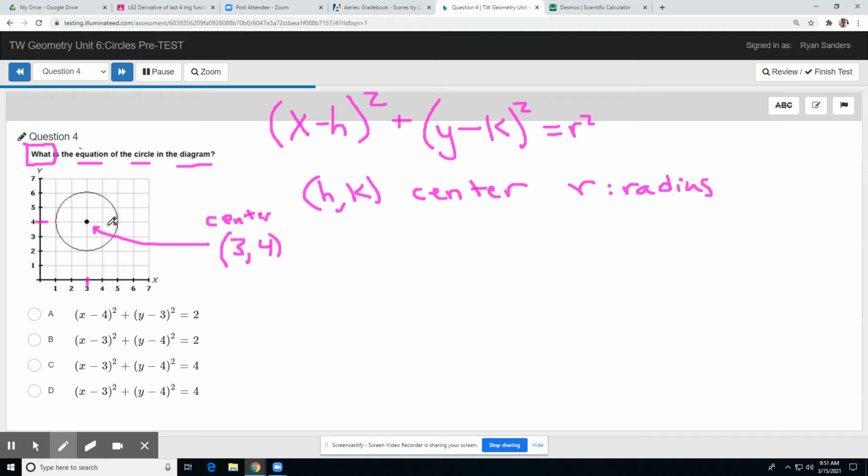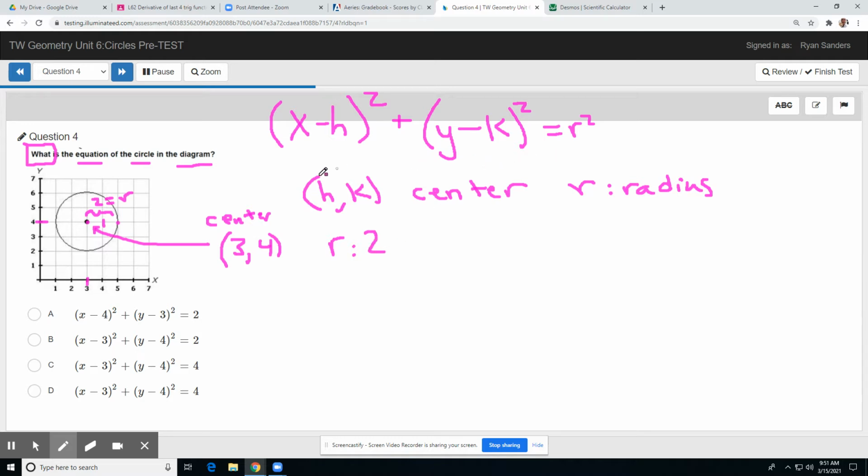And then we check our radius. How far is the center to the outside of the circle? It's up to you which direction you go. I'll usually just go to the right. So that's 1, 2 spaces, and that's our radius. So our radius is 2.